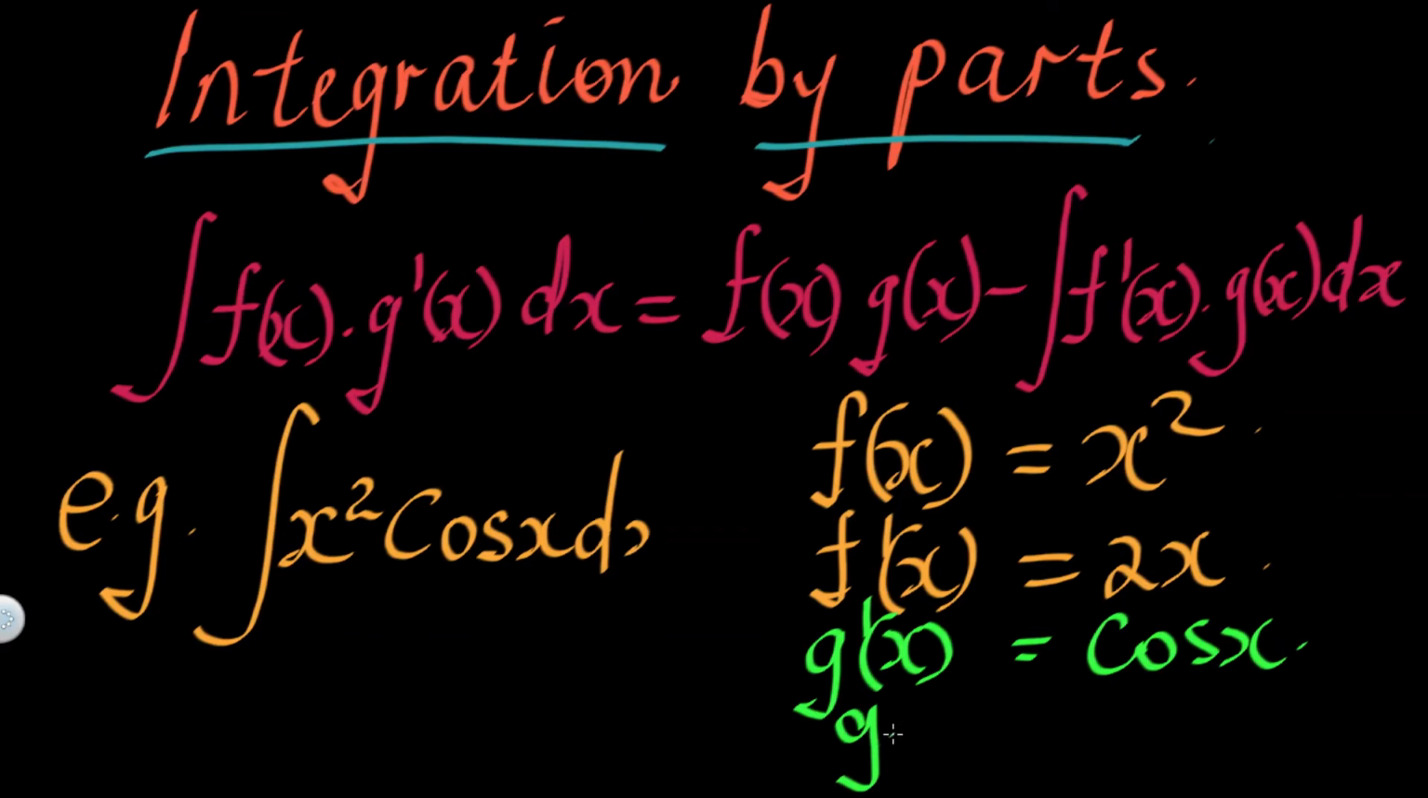This means g of x is the integral. We integrate g prime of x to get g of x. So the integral of cos x dx. If we integrate cos x, we get sine x. So our g of x is sine x.